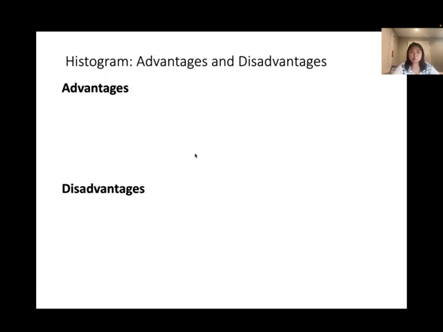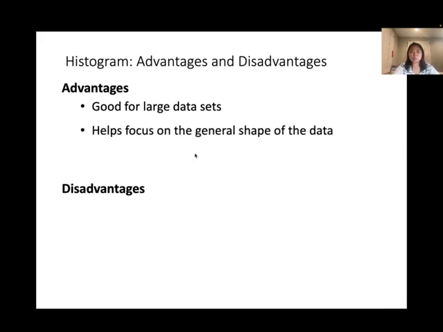Okay, histogram, advantage and disadvantage. Good for large data sets. If you have a large data set, it is really good to use the histogram. It focuses on the general shape of the data. Remember, I told you we have 4 kinds of shapes that we need to pay attention to: the normal distribution, uniform distribution, skew to the right, and skew to the left. We're going to talk more about it in the next sessions.